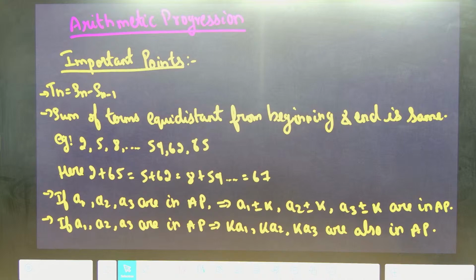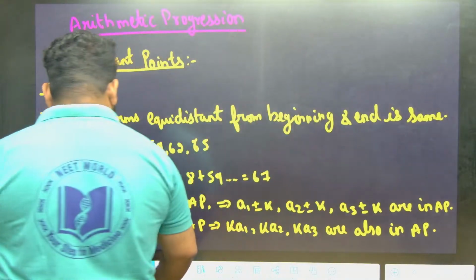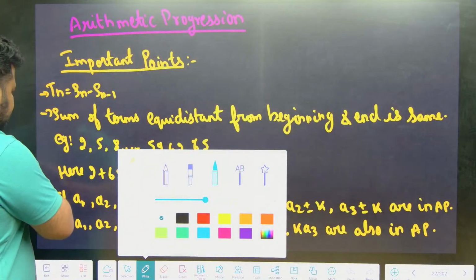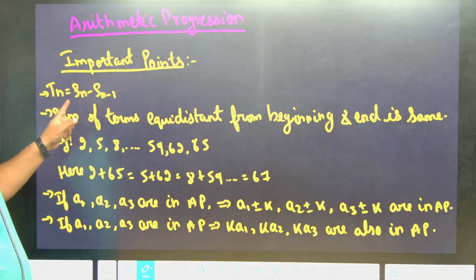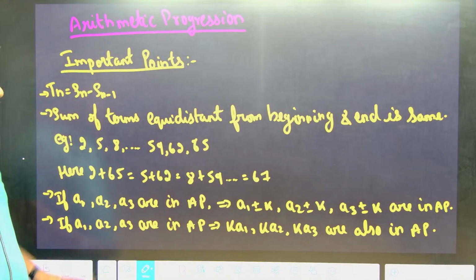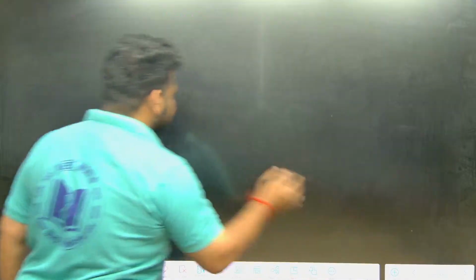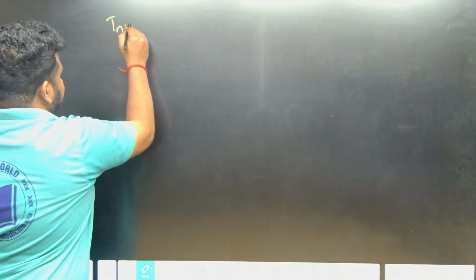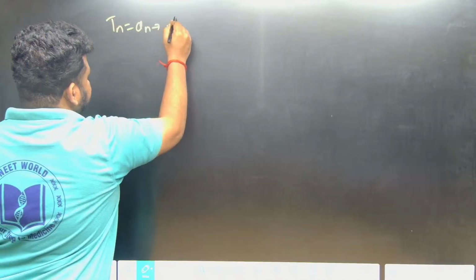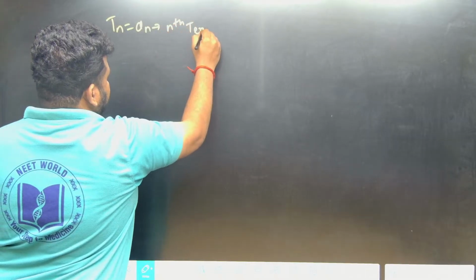Okay, let us continue. When it comes to arithmetic progression, there are certain important points which you definitely have to remember. Tn is equal to Sn minus Sn minus 1. First of all, we know what Tn is. Tn means the nth term. Tn or An is nothing but the nth term.